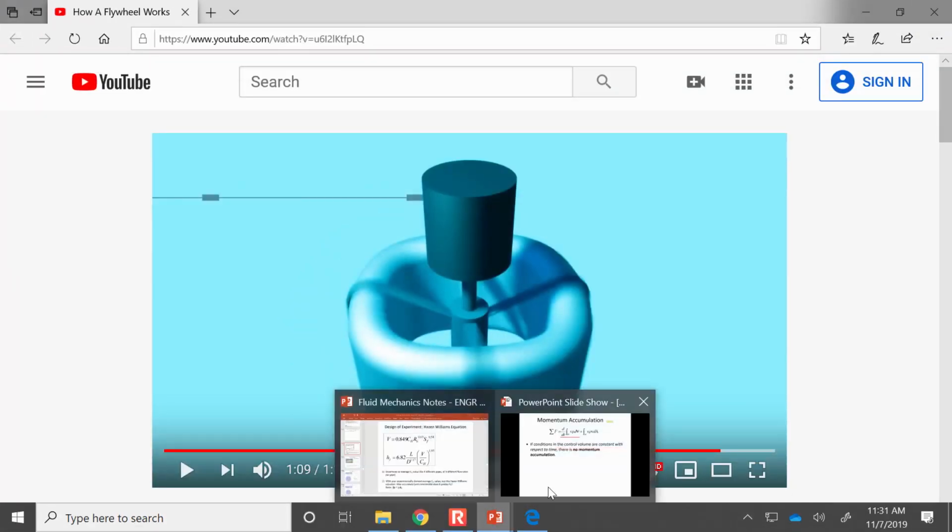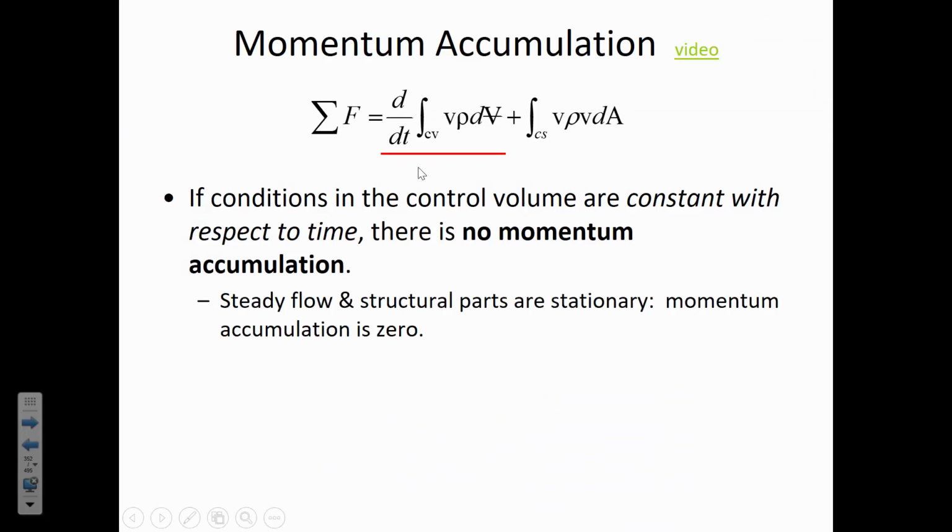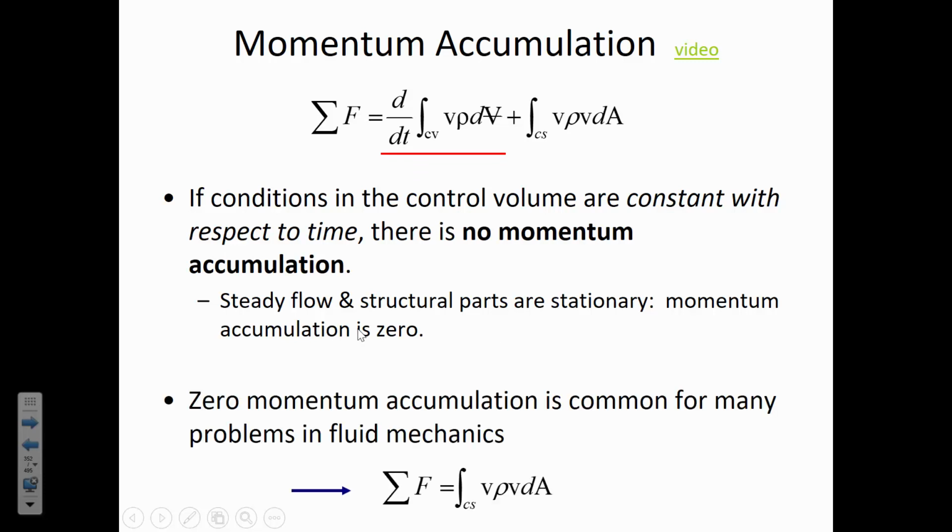But for most of the problems you'll see in the homework, we will cancel out the momentum accumulation, and that's because the parts will be stationary and we'll have steady flow conditions. And what the momentum equation will simplify to then is that the sum of the forces is equal to the flow of the momentum through the control surfaces.